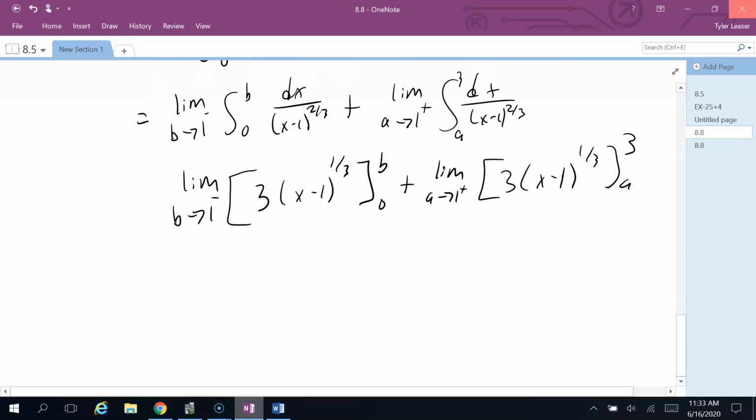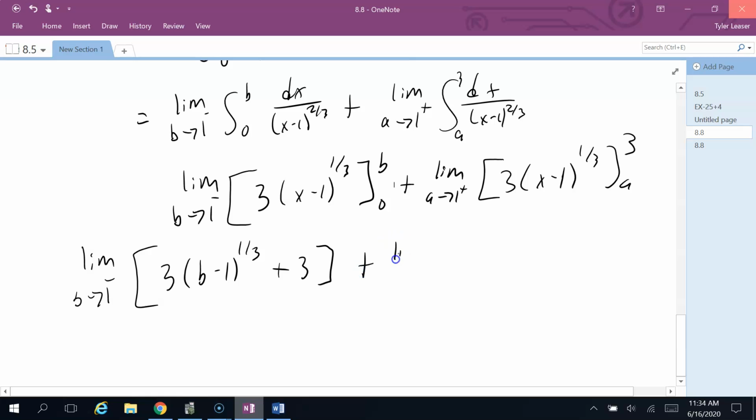All right, let's plug the limits in, the integral limits, and then we'll worry about the actual limits. So this will be the limit as b approaches 1 from the left of, if I plug b in, I get 3 times (b minus 1) to the 1/3, minus, if I plug 0 into this, I get negative 1 to the 1/3, which is still just negative 1, times 3, so plus 3. Okay, that plus, same thing over here. The limit as a approaches 1 from the right. If I plug 3 in, 3 minus 1 is 2 to the 1/3. I'm just going to leave that as 2 to the 1/3, minus plugging a in.